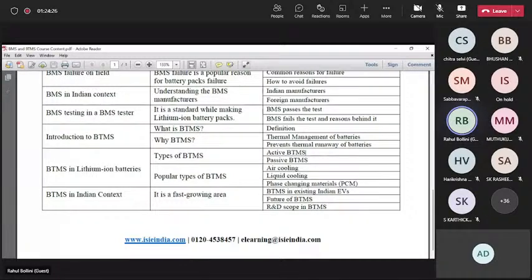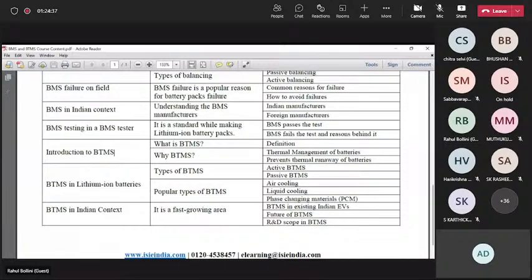Then BTMS, Battery Thermal Management System: the definition of it, why we need it, and the types of BTMS. There's active and passive. Popular types of BTMS include air cooling, which Ola and Ather use. Everybody uses this. In fact, Ather has additional potting and all this.